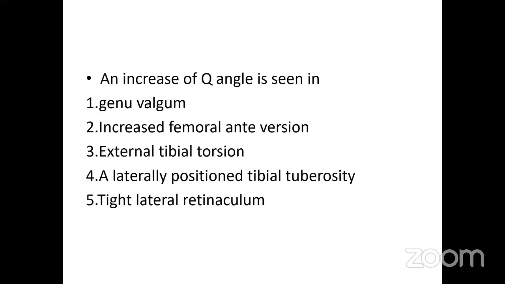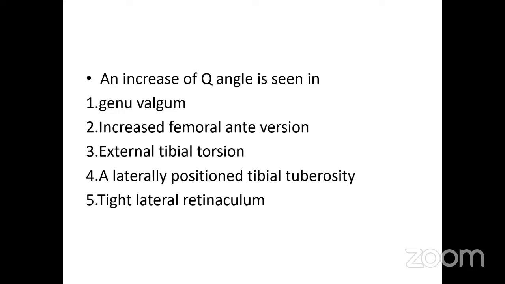So what happens in recurrent dislocation of patella? A lot of factors can increase the Q angle. When the Q angle is more, it will pull the patella laterally. So that will contribute to patellar dislocation. A lot of conditions are there, including genu valgum. In genu valgum, the leg is abducted, that means there is outward deviation of the leg at the knee. Then increased femoral anteversion.